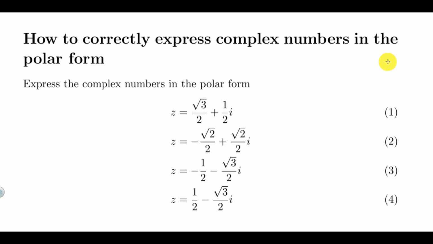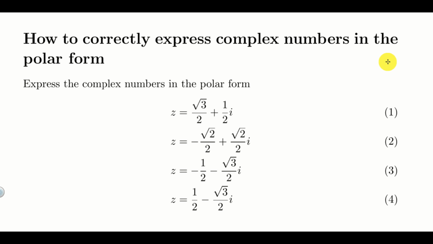Hello everyone! In this mathematics and calculus tutorial, we explain how to correctly express complex numbers in the polar form. The main motivation for creating this video tutorial comes from the fact that we have observed that a number of students do not know how to correctly transform a rectangular form of a complex number to the polar form. Consequently, we created this tutorial in order to explain how to write the polar form of a complex number.